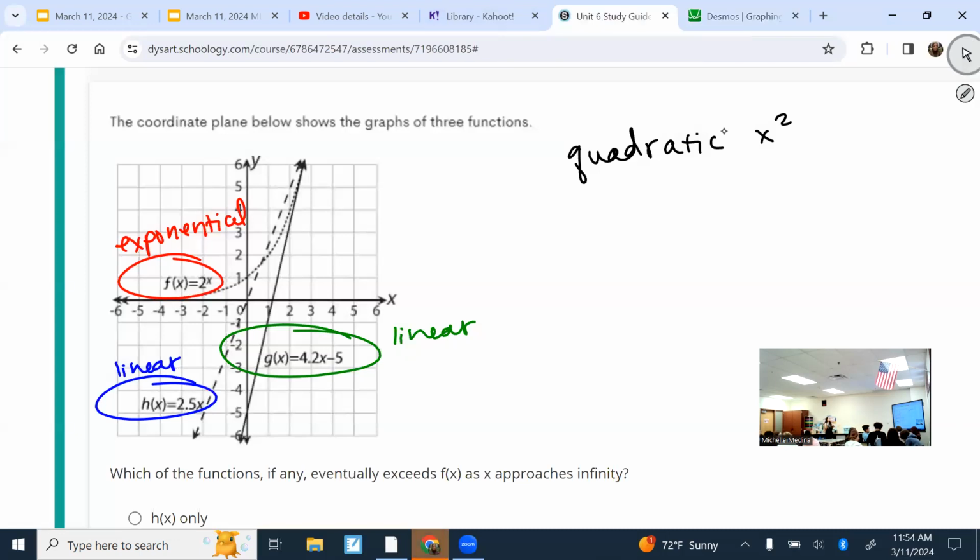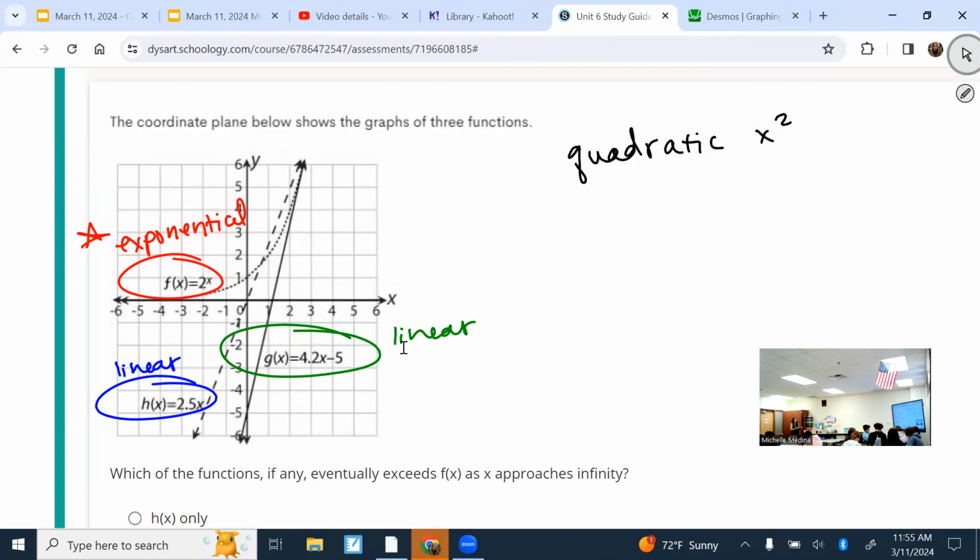But one thing you need to know by the time you leave ninth grade is which out of these three functions always eventually exceeds the others. Just think about it. Which one, linear, exponential, or quadratic, will always exceed the others eventually? Exponential. That's something we learned, that they grow at a really fast rate because they multiply each time. So that's why exponential will always eventually exceed the others.